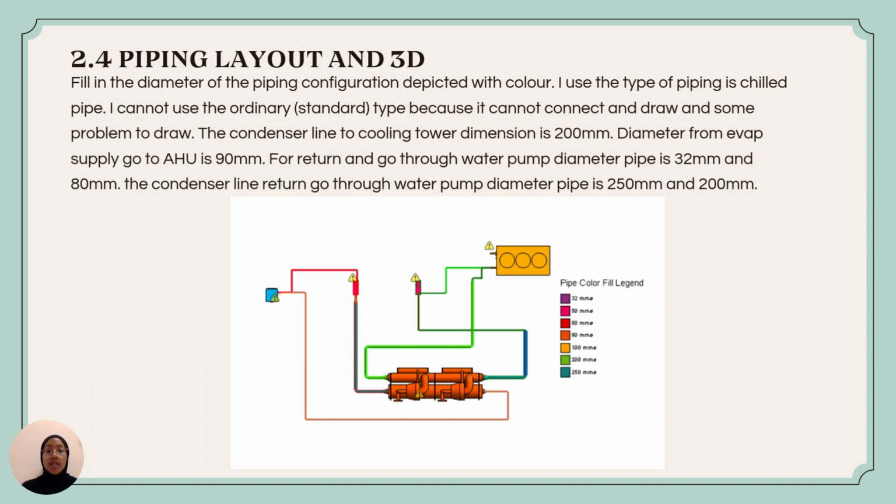The condenser line to cooling tower dimension is 200 mm. Diameter for evap supply go to ASU is 90 mm. For return and go through water pump, diameter pipe is 32 mm and 80 mm. The condenser line return go through water pump, diameter pipe is 250 mm and 200 mm.